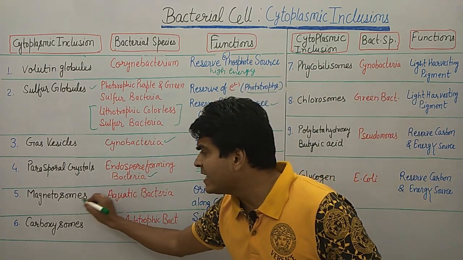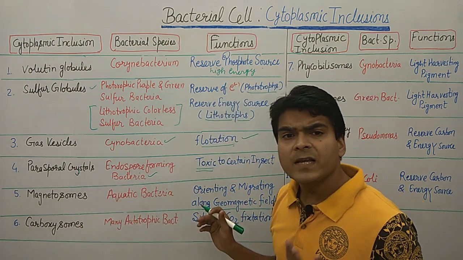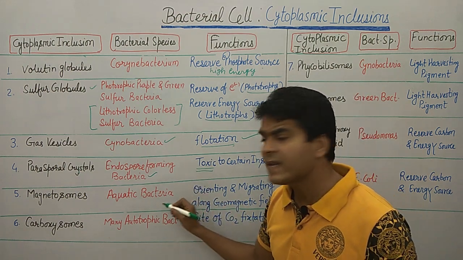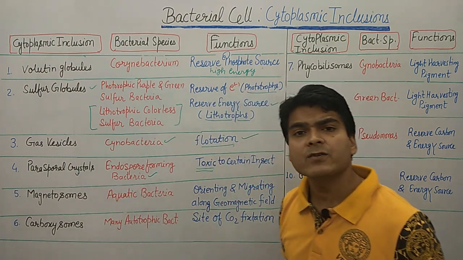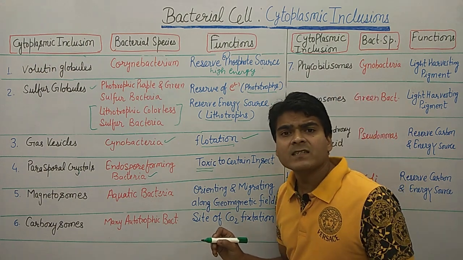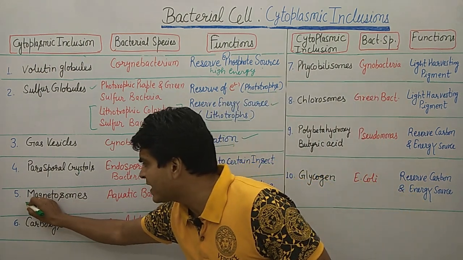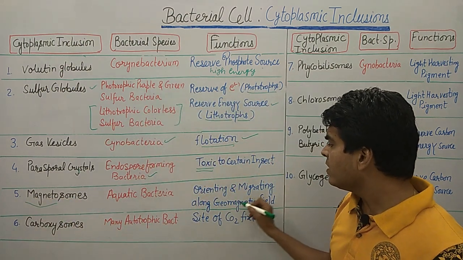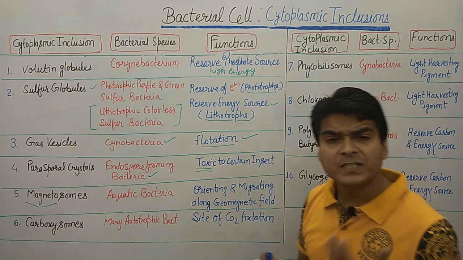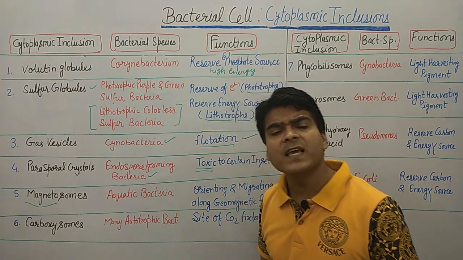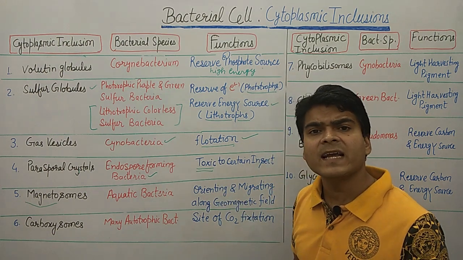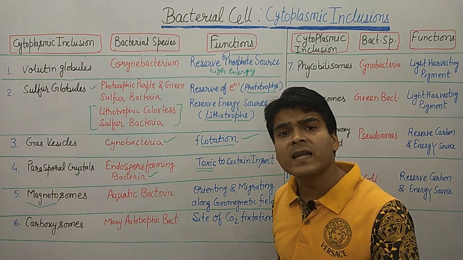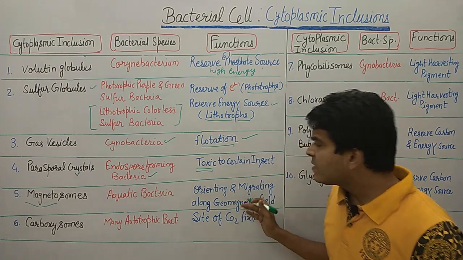Now moving on, magnetosomes. In which type of bacteria do we find them? Aquatic bacteria and cyanobacteria. And what is the function? As the name suggests, magneto means magnet. So they orient and migrate along the geomagnetic field. The bacteria will move toward the geomagnetic field, and their movement and orientation will be in the same direction as the geomagnetic field. So this is about the magnetosomes.